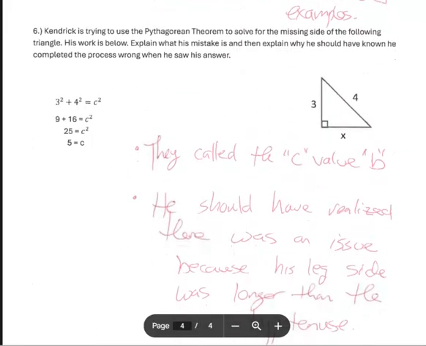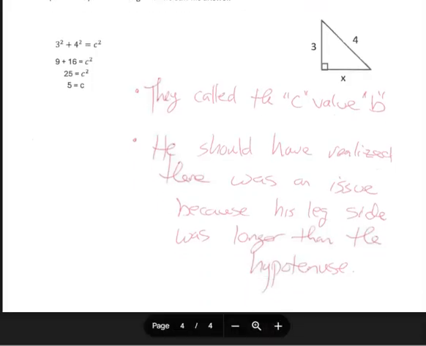And the last one, Kendrick is trying to use the Pythagorean theorem to solve the following sides. His work is shown to explain what his mistake is and explain why he should have known he completed the process wrong. So he looked at this, he did 3 squared plus 4 squared equals c squared, he solved. Well, he messed this up. He called c b, and that threw everything off. And he really should have known that this was wrong because he got an answer that was 5, and the longest side of a right triangle is always the hypotenuse. So it made no sense for the hypotenuse to be 4 and then the other side to be 5.